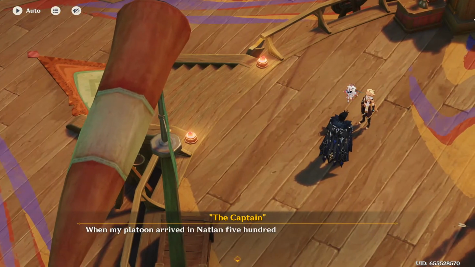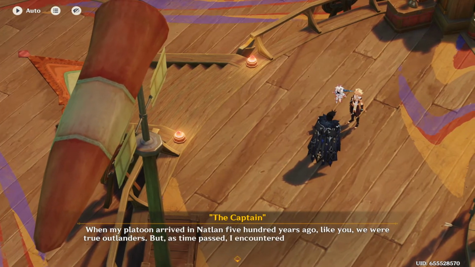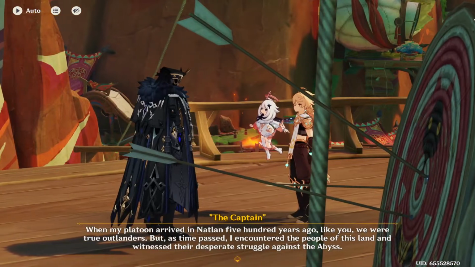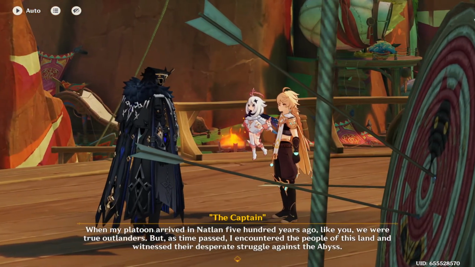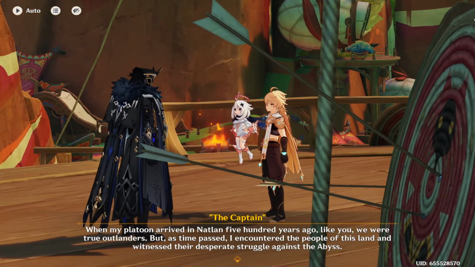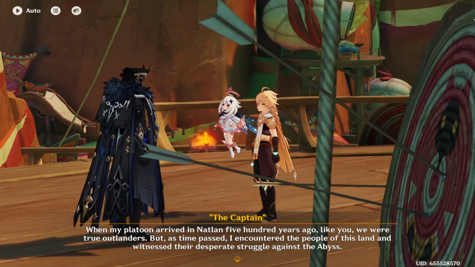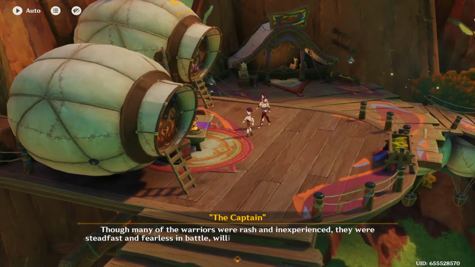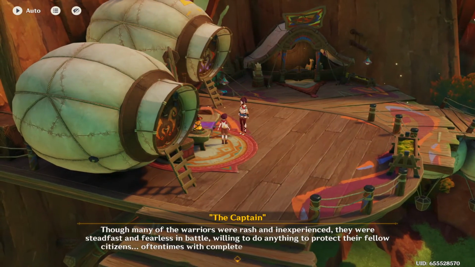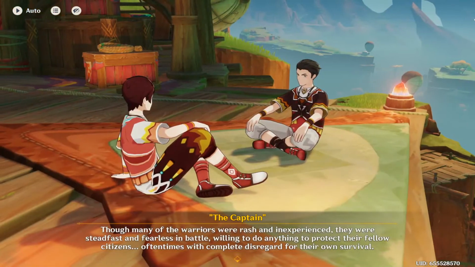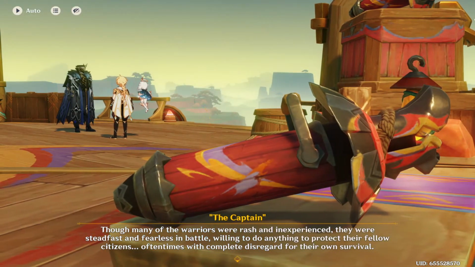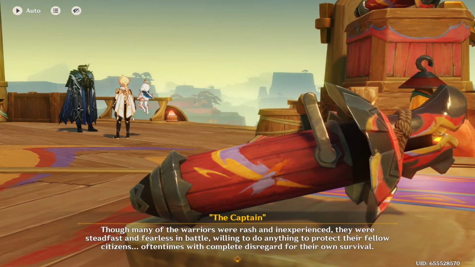When my platoon arrived in Natlan 500 years ago, like you, we were true outlanders. But as time passed, I encountered the people of this land and witnessed their desperate struggle against the Abyss. Though many of the warriors were rash and inexperienced, they were steadfast and fearless in battle, willing to do anything to protect their fellow citizens, oftentimes with complete disregard for their own survival.